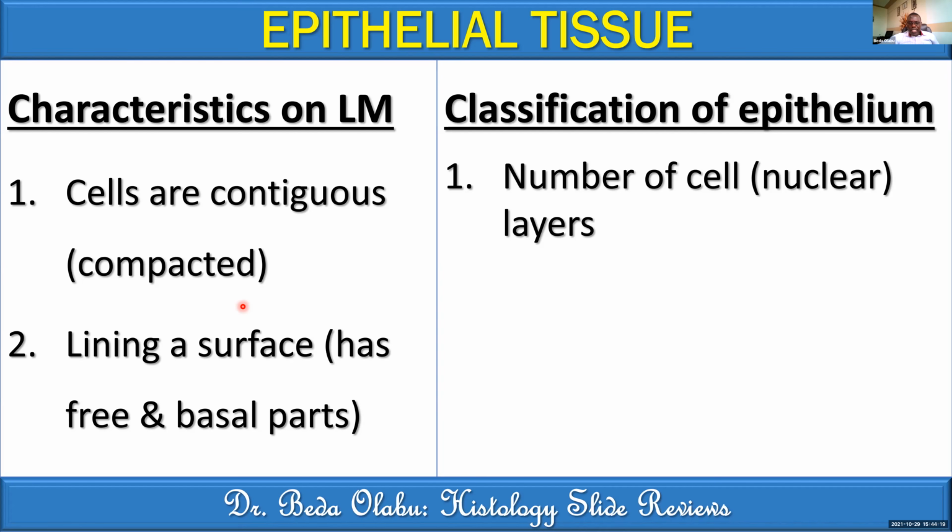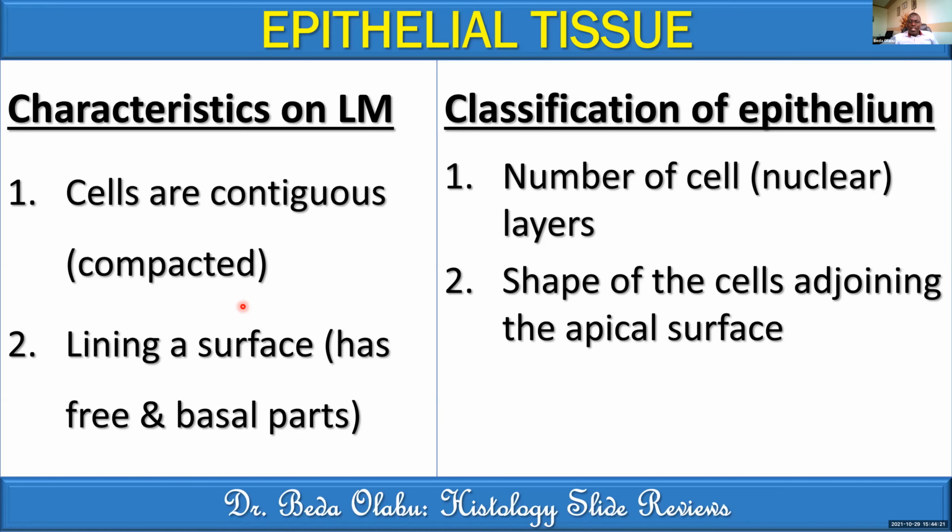After you've done that, then look at the shape of the cells that adjoin the apical surface. If they are flat, call it squamous. If they are cuboidal, if they are tall, call them columnar. Again, you are not going to see the outline of the cell membrane. So how will you know that this cell is squamous or columnar? Sometimes you may be able to see the outline of the cell membrane, and that would be straightforward. If you don't see, you rely on the shape of the nucleus.